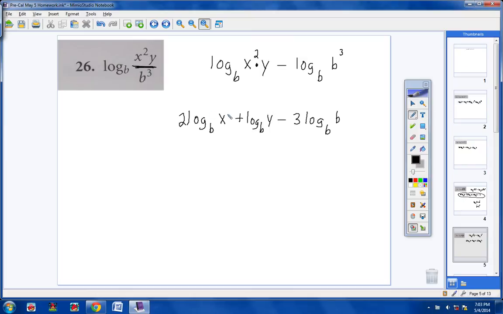Now it looks like we're finished. We have just an x here, just a y, and just a b. But remember, if your base is b, which it is, you're looking for something like log base b of b, and we have that right here. We have log base b of b. So, I mean, again, this is going to equal 1. It's just like the last problem that we did.